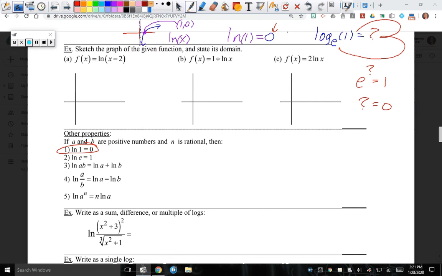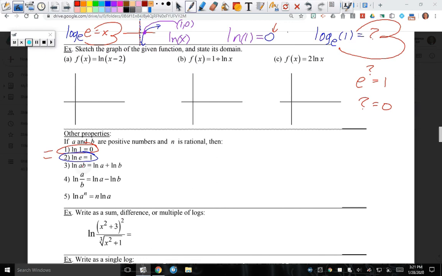Okay. Natural log of e works the same way. If I had log base e, which is natural log of this e, well, what would the reverse heart method say x would be? 1. That's why natural log of e is 1. There's the algebra manipulation, okay? You have to memorize these.